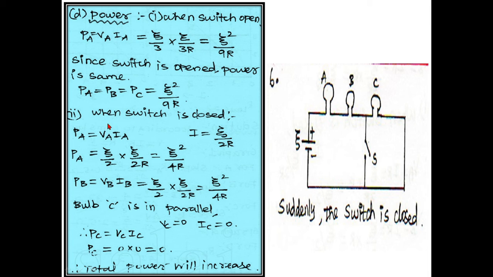The second case is when the switch is closed. What happened? PA is equal to VA into IA, ψ by 2, here 2 because only two lamps are working. So ψ by 2 into ψ by 2R is equal to ψ squared divided by 4R. Similarly, PB is also ψ squared divided by 4R. But C is in parallel, VC is equal to 0, IC is also 0. So PC is equal to VC into IC, 0 into 0, 0. So the power in lamp C is 0. Total power will increase.